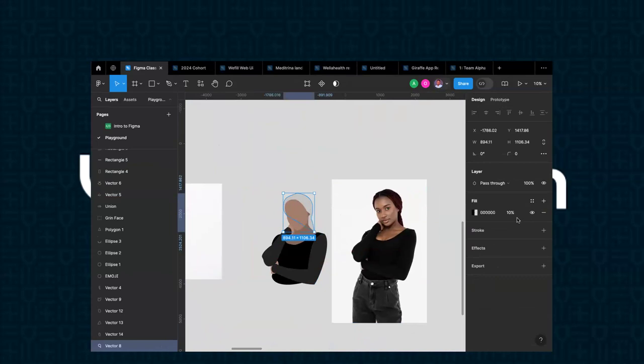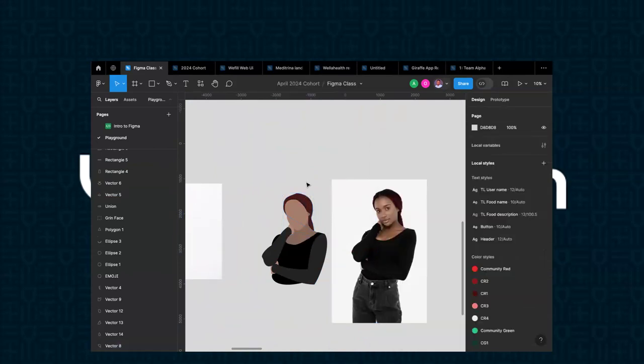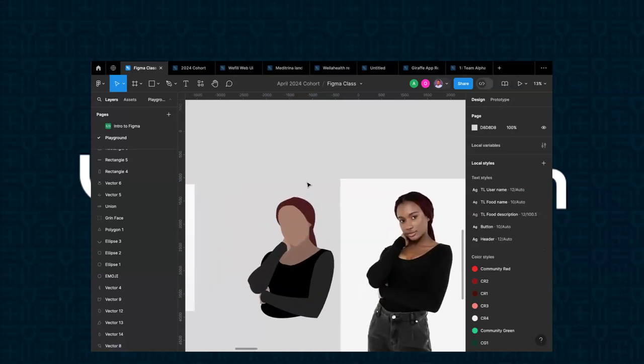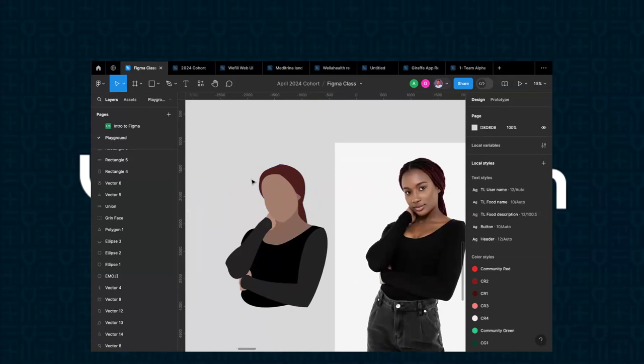Now the hair color, maybe we should make it brown. Change it to 100% so you can see it well, and then make it a bit browner. So let's change the hair color a bit. Yeah. So now we have something that looks a bit more like what we figure we're going for.